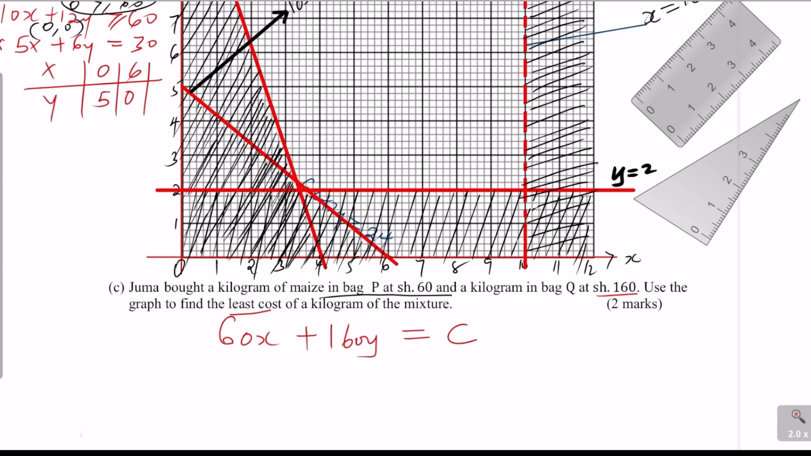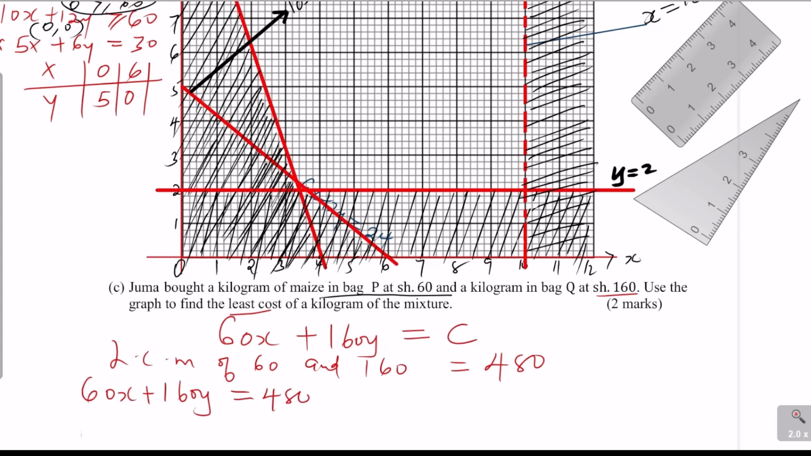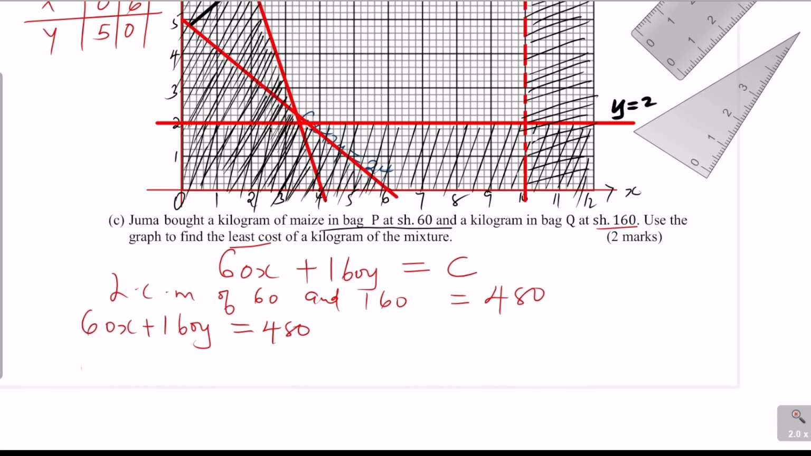To draw a search line, I will use this objective function by getting the least common multiple of 60 and 160. The least common multiple is 480. So this is how we draw the search line: 60x plus 160y is equal to 480. This is the line that you're going to draw. You can simplify this by dividing everything by 10, and this will give 6x plus 16y is equal to 48.